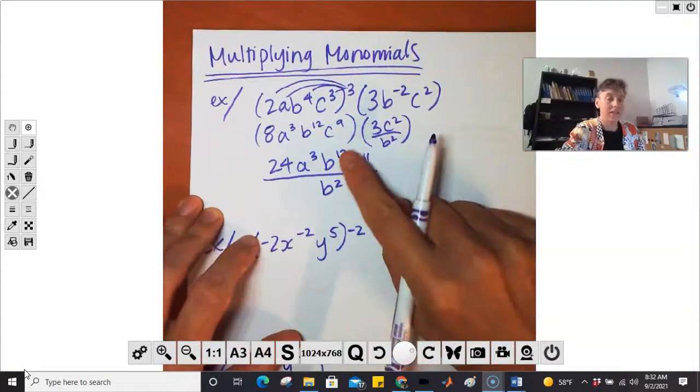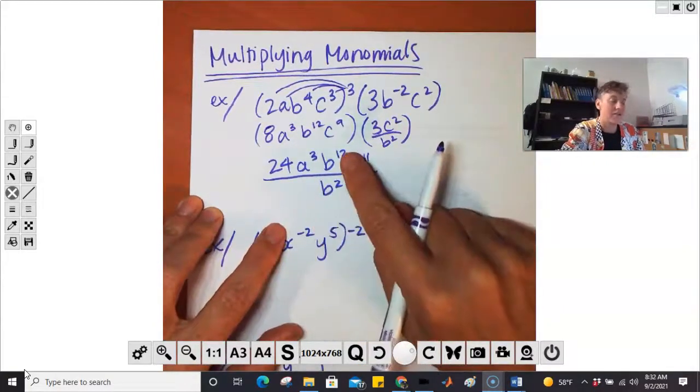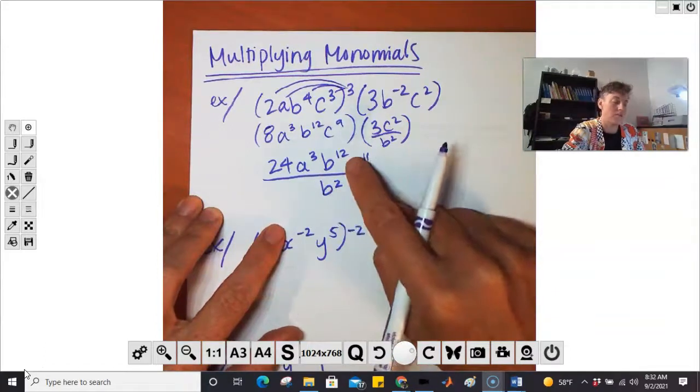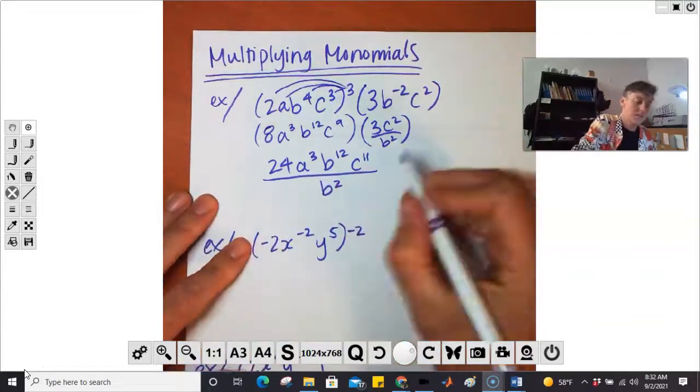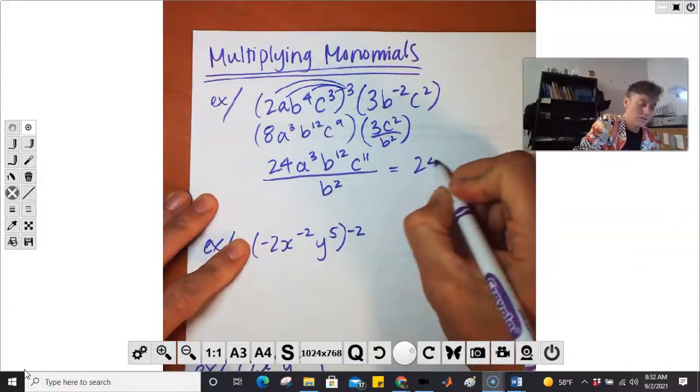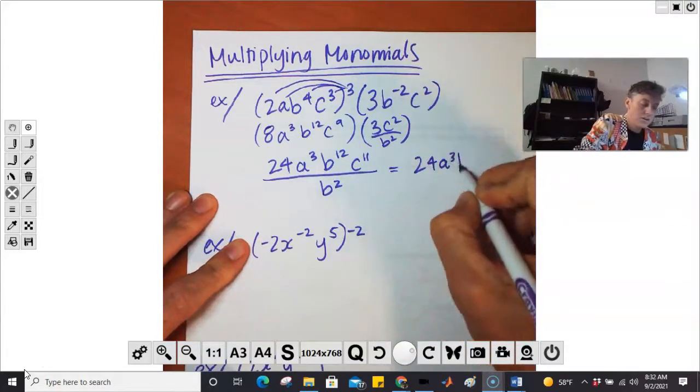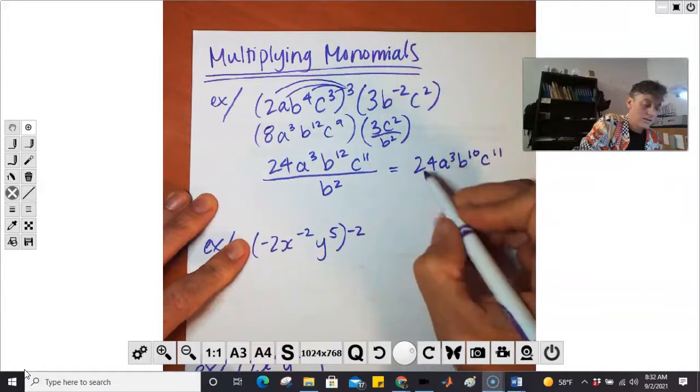Now when I'm dividing things that have the same base, I subtract the exponents. So this is going to be 12 minus 2 to get 10. So our overall answer, 24a cubed, b to the 10, c to the 11.